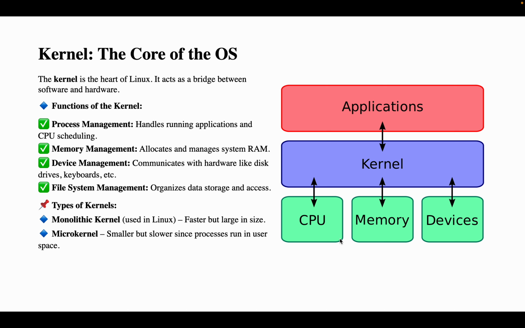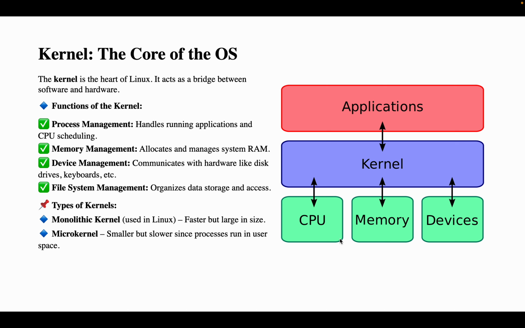Process management handles running applications and CPU scheduling. Memory management allocates and manages system RAM. Device management communicates with hardware like disk drives, keyboards, etc. File system management organizes data storage and access.